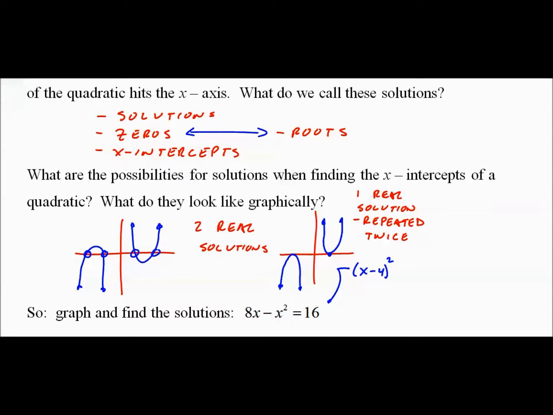And the last one doesn't hit at all. So we'd call that two imaginary solutions. Apologies for the sloppy handwriting, best I can do to fit it in. We'll figure out what those actually are. They'll have the square root of -1 in them, obviously. That's what makes them imaginary. And we'll do that when we go to the quadratic formula.